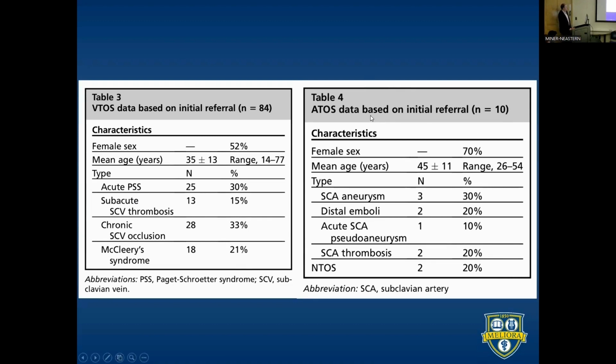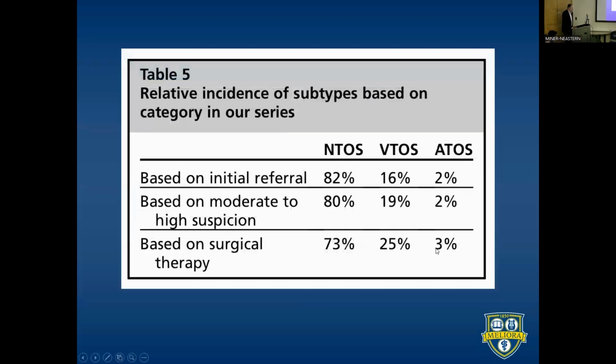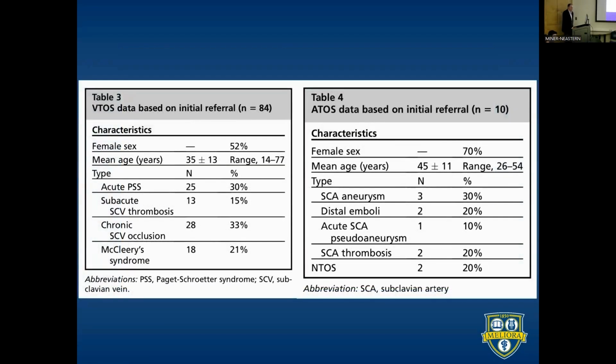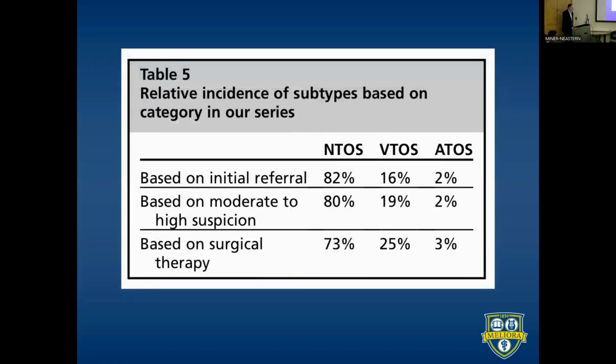And then arterial, again, by far the least common form, but some patients presented actually with aneurysm, pseudoaneurysm formation, distal emboli were common, and then again, acute thrombus. That's subclavian artery, not superior cerebellar? That's right. Subclavian artery.